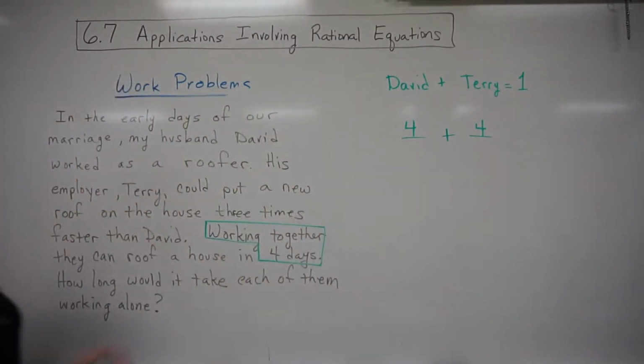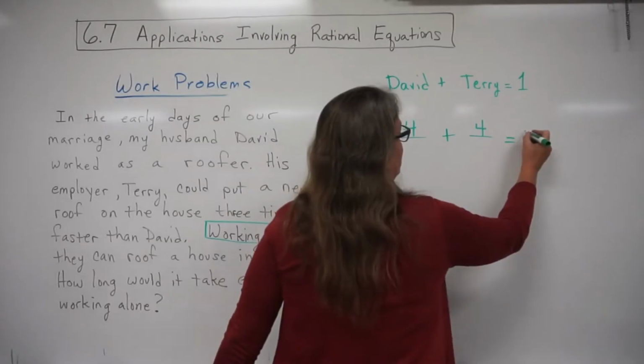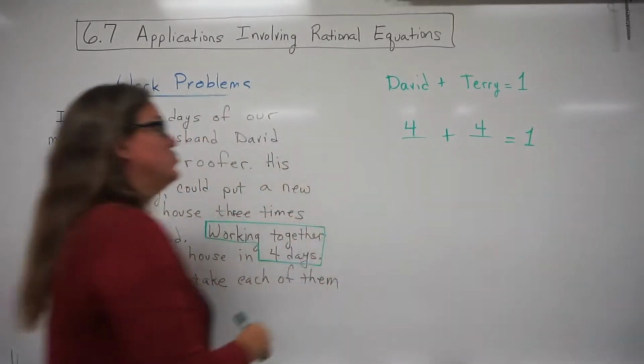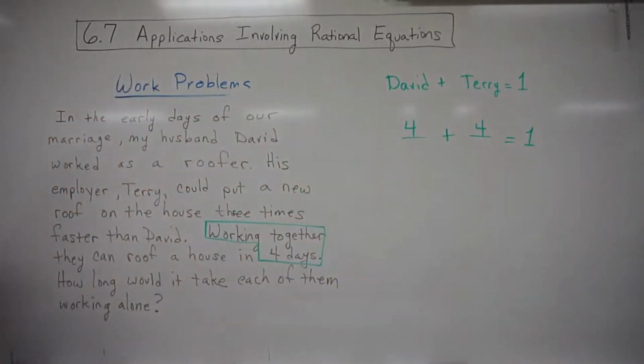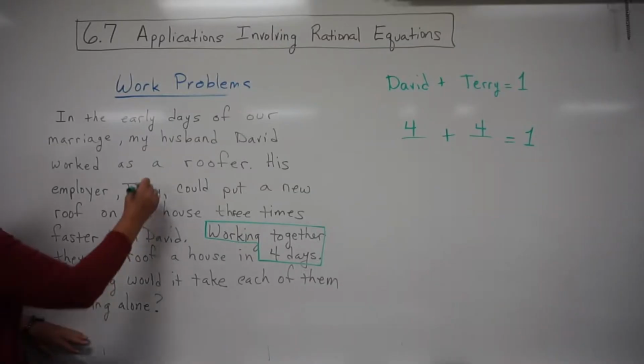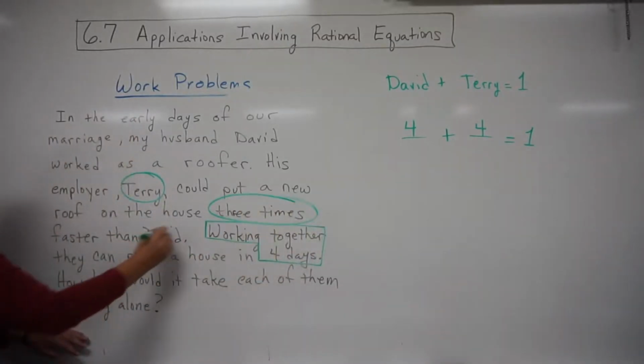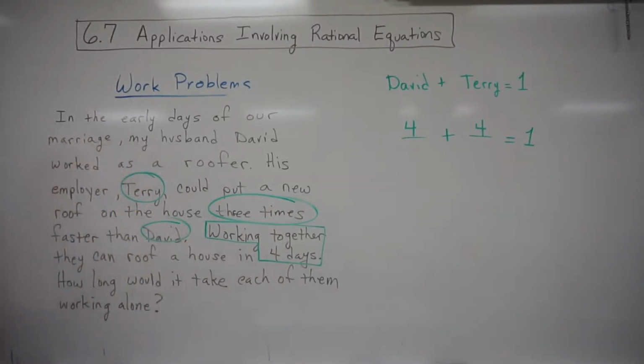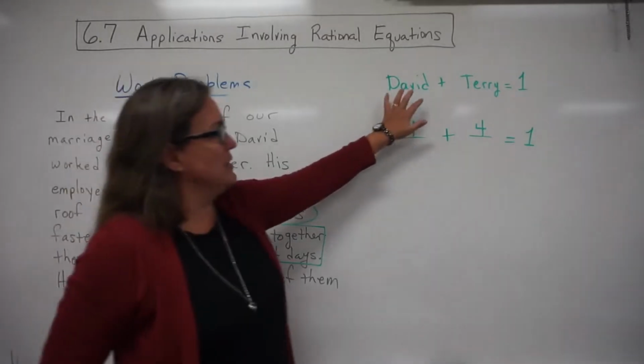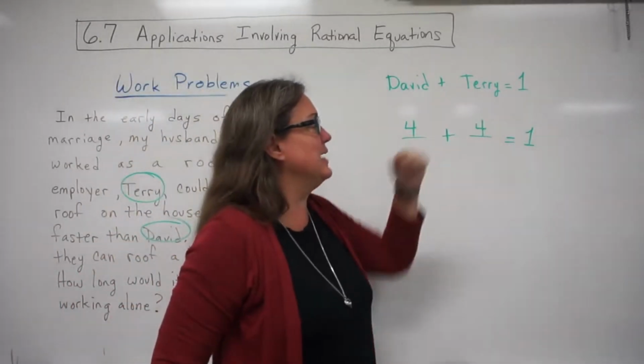So the question is, what goes in the denominator of each one of these fractions? How long does it take them working alone? And that's what we're looking for. We don't know that for sure. What we do know is that Terry can work 3 times faster than David, because David's just learning. Terry's been doing this for years and years. This is representing David. This is representing Terry.